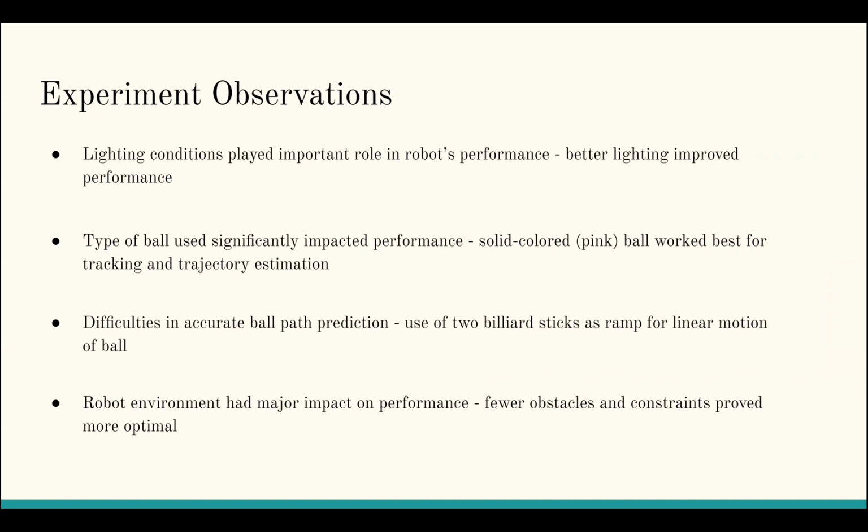So after experimenting a bit, these are the four main observations. The first one was that the lighting conditions played an important role in performance, where the better the lighting, the better the performance. Then also another important part was that the type of the ball significantly impacted the performance, where a solid pink or red colored ball worked best for tracking and predicting the trajectory of the ball. And another thing was that it was difficult for us to accurately predict the ball's path.